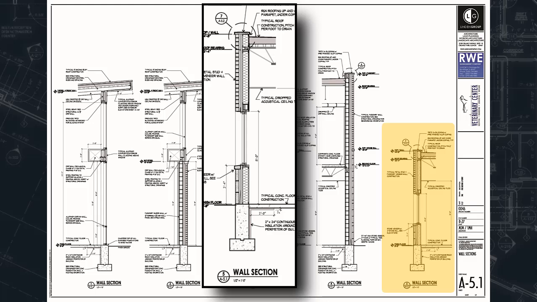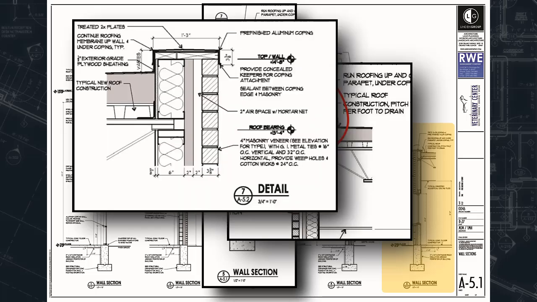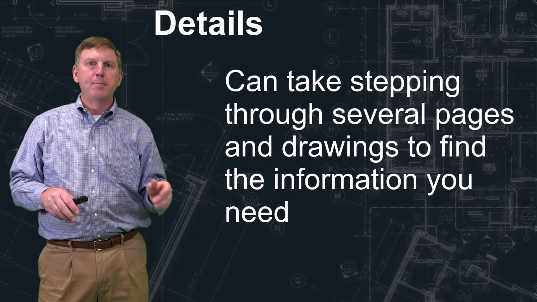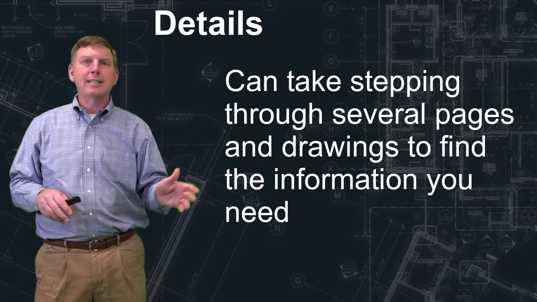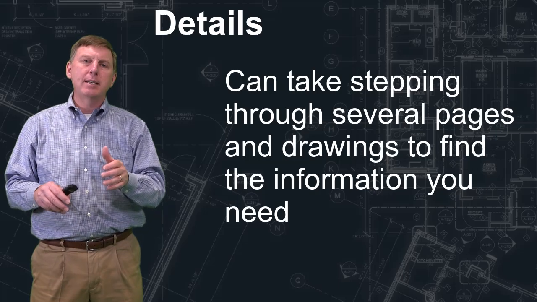If we look at the detail a little bit closer, we find there is another detail symbol on the detail, right? The symbol with the dashed line. If we follow, again, the number and the page number, we find that detail, and we have more information. So this is a great example of how we can go from a plan to a section to a detail to another detail to get just the information we need.